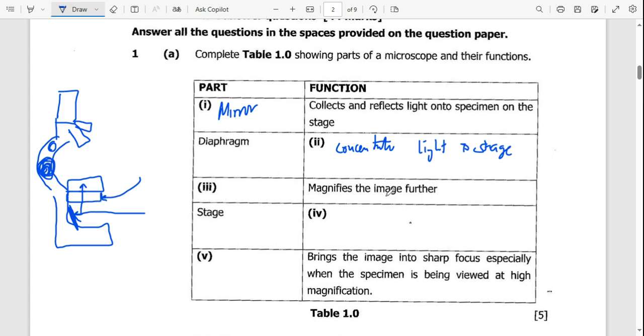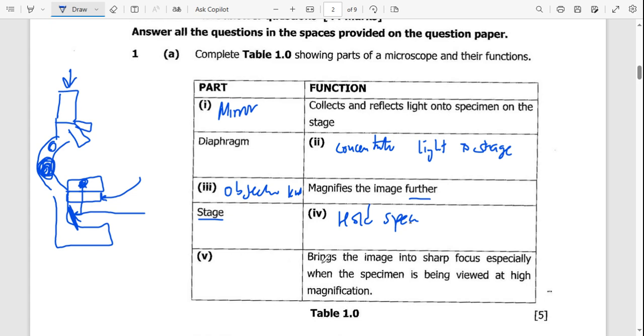And then what magnifies the image further? What will be responsible for magnifying the image is going to be the objective lenses. You have got the eyepiece for magnification, but also the objective lenses. So we can say objective lenses. What is the function of the stage? This place here is basically to hold the slide or the specimen.